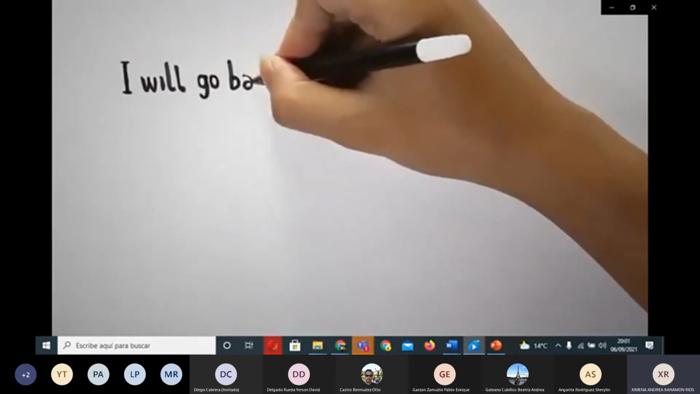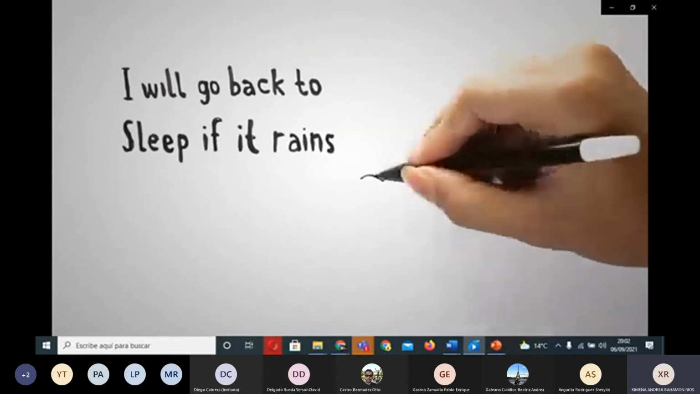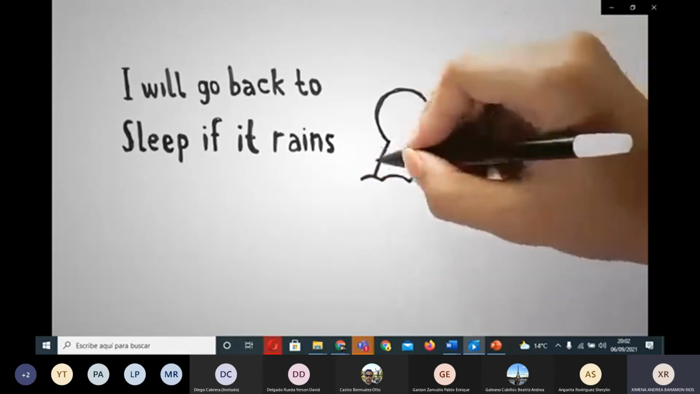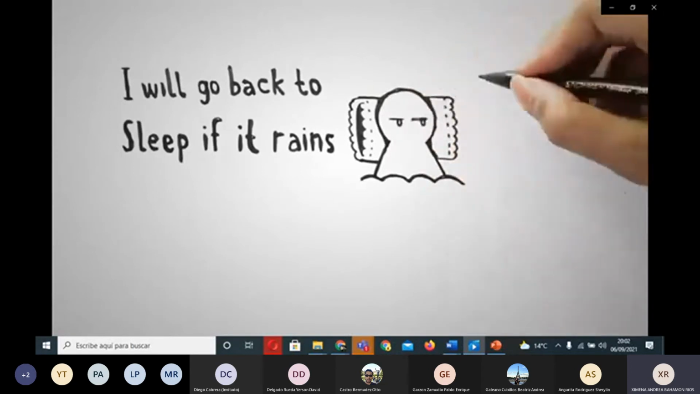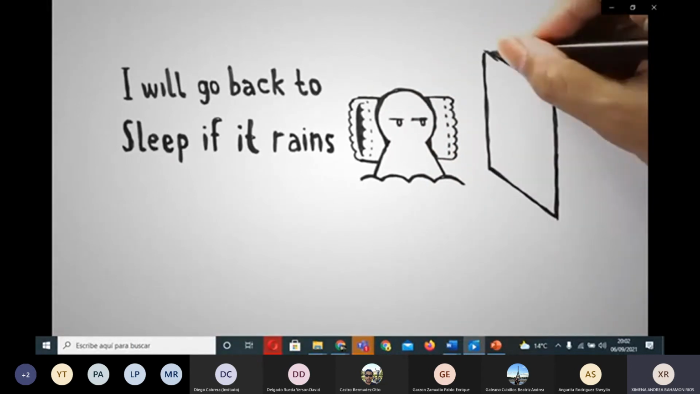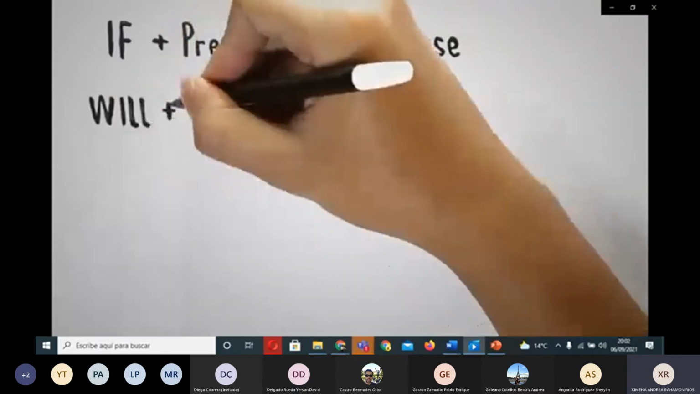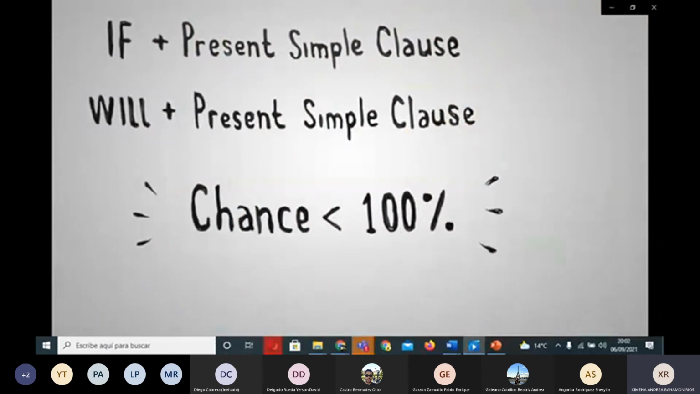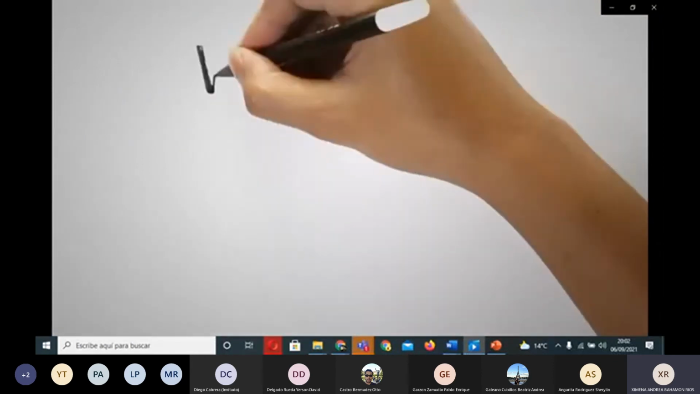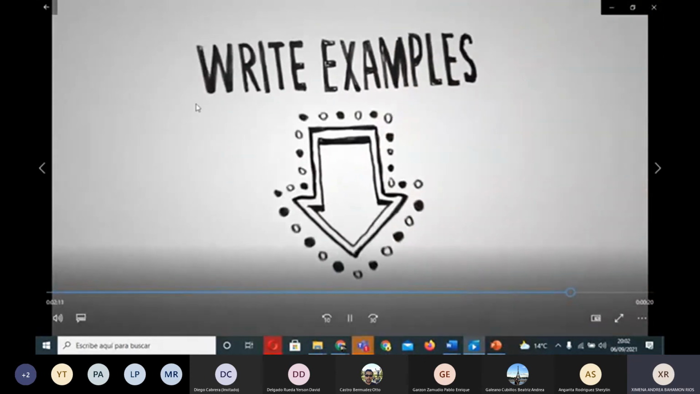Now for another example. So you just woke up and looking outside the window, you see grey clouds. You say to yourself, "If it rains, I'll go back to sleep." Or you can also say, "I will go back to sleep if it rains." Is this situation possible? Yes. Will this situation happen 100%? No. So that's pretty much what a first conditional is. It's to talk about things that have a high chance of happening. Now, you try and make a first conditional sentence in the comment section below, and we'll see if you're correct.